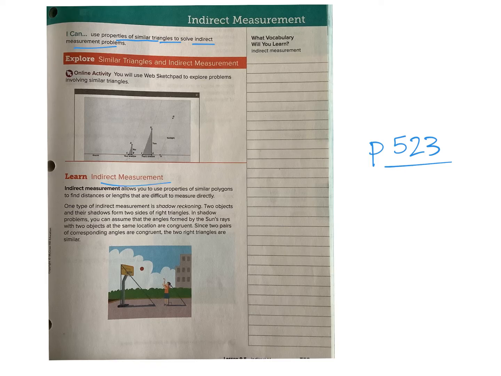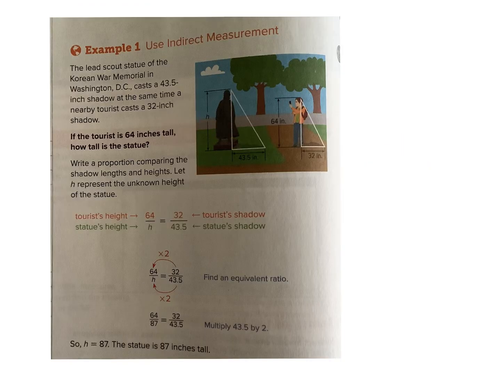So we already talked about what indirect measurement means. Another word for this is actually called shadow reckoning. It's just, again, when you form a shadow, the sun is shining down at the same angle. So we know that angle and that angle are equal. 2 right angles, so then we know the third angle is equal. So again, that means those are similar triangles. So now let's try some problems.